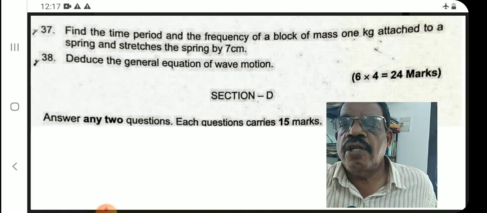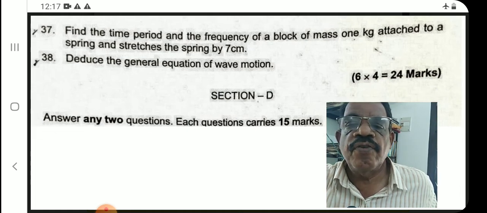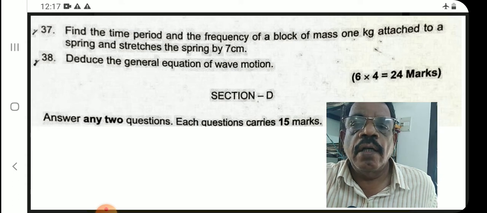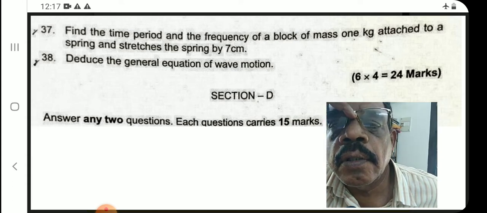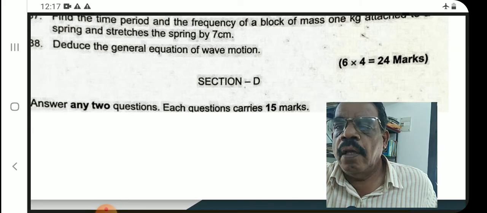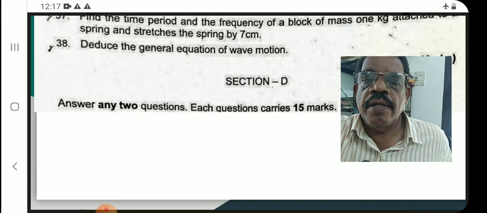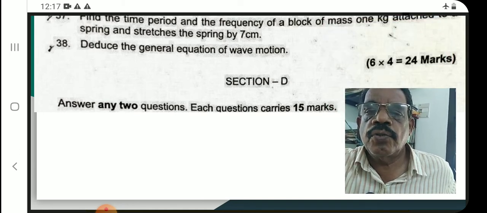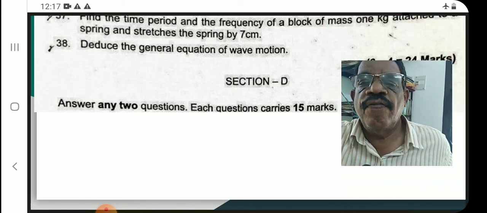Number 38, deduce the general equation of wave motion. Here it is 6 into 4, 24 marks. Section D, answer 2 questions. Each question carries 15 marks.